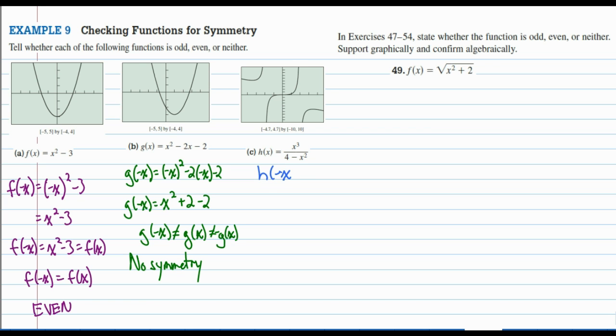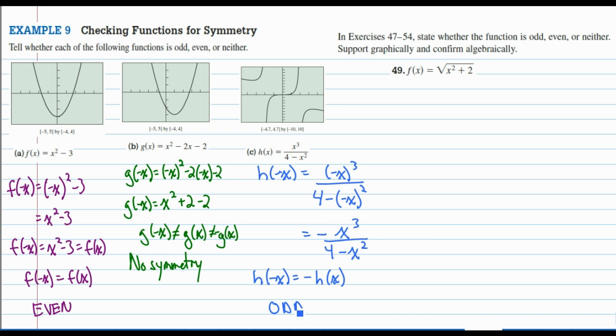I'm going to plug in negative x to the h function. So in the numerator, that's going to be negative x cubed all over 4 minus negative x squared. In the numerator, a negative cubed is still a negative, so I have a negative x cubed over 4 minus, now negative x squared is positive x squared. So that whole function is now the opposite of what I started with. There is now a negative sign in there that wasn't there before. So h of negative x turned out to be the opposite of h of x. Therefore, we have odd symmetry.